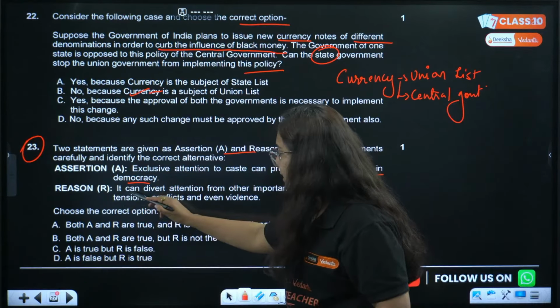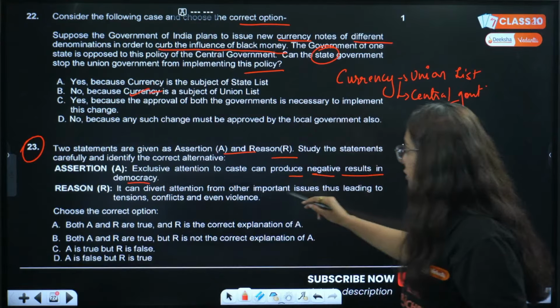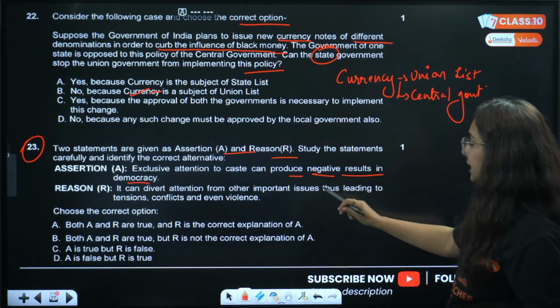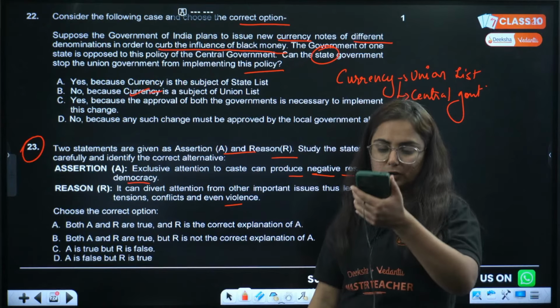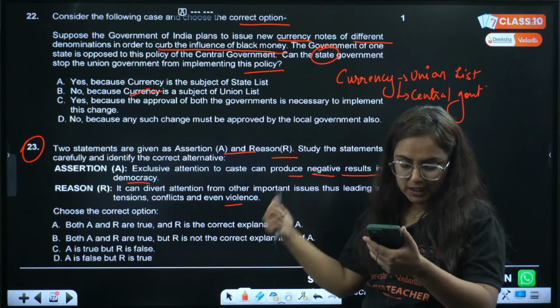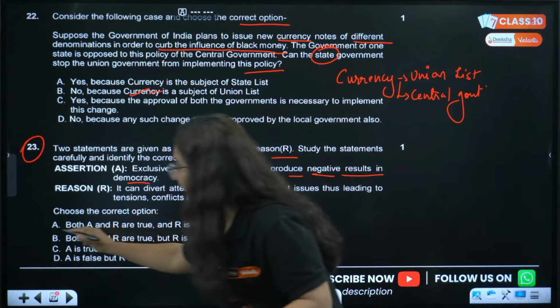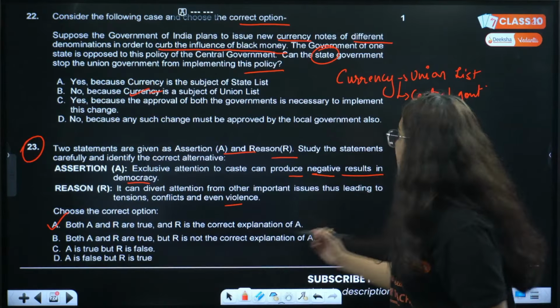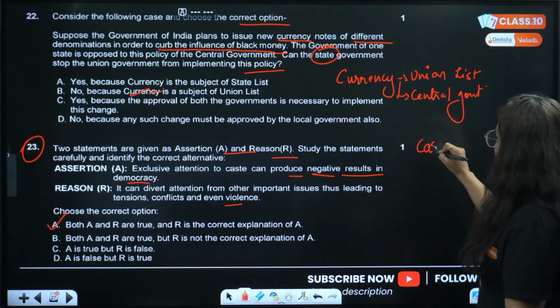The reason for this is it can divert attention from other important issues, thus leading to tension, conflicts and even violence. Choose the correct option to this. Are you guys giving me the answer A for this question? Yes. If you are giving it, then it is correct. This is known as caste in what? Politics. Caste in politics, from the chapter Gender, Religion and Caste.